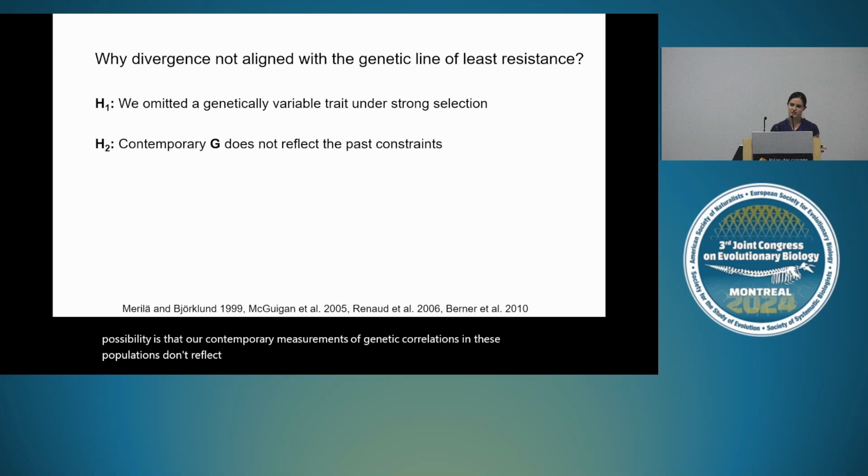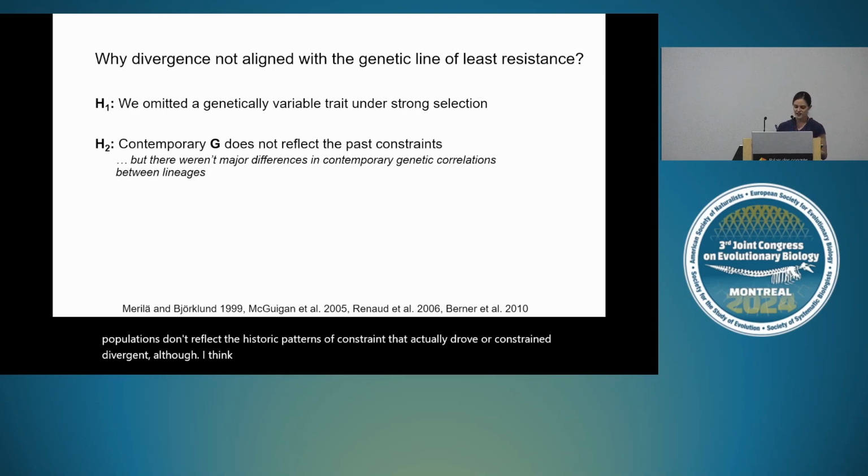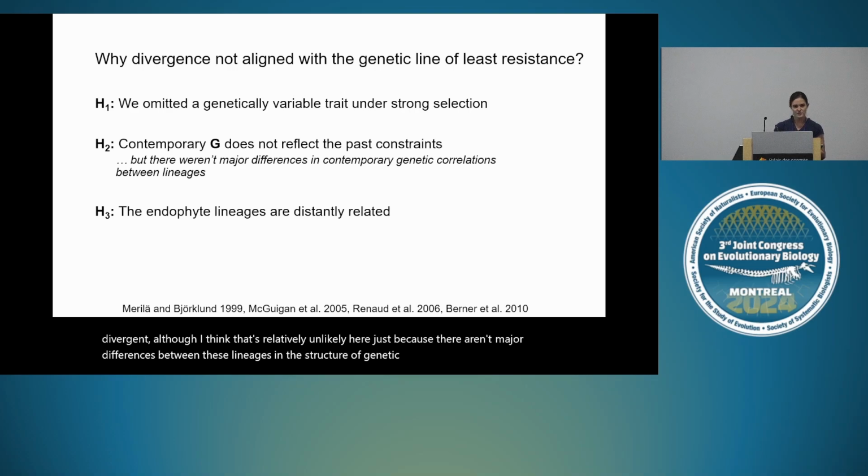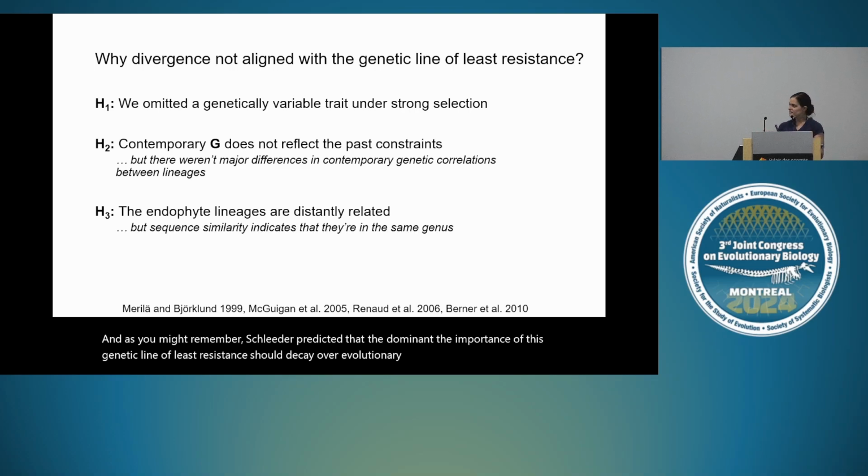A second related possibility is that our contemporary measurements of genetic correlations in these populations don't reflect the historic patterns of constraint that actually drove or constrained divergence. Although I think that's relatively unlikely here, just because there aren't major differences between these lineages in the structure of genetic correlations. A third possibility is that these endophyte lineages are more distantly related than we think that they are. And as you might remember, Schluter predicted that the importance of this genetic line of least resistance should decay over evolutionary time. But again, sequence similarity suggests that these things are in the same genus. They're fairly close relatives. So we think this is not a super likely explanation either.